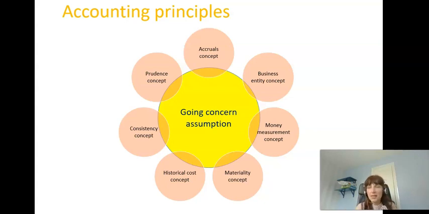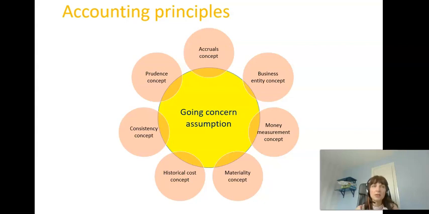A period being the accounting period, so that might be 3 months. I mean, for a financial statement, it will be 12 months, but they might also be reported in quarters. The prudence concept. So this is the principle that money and profits are only included if there is reasonable certainty that they're going to be received.